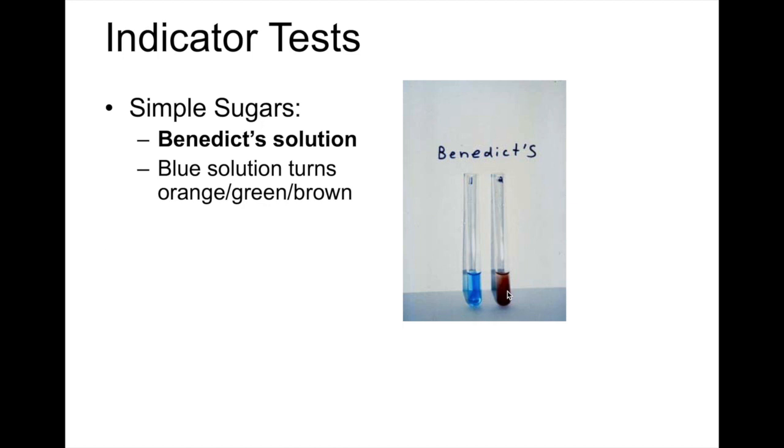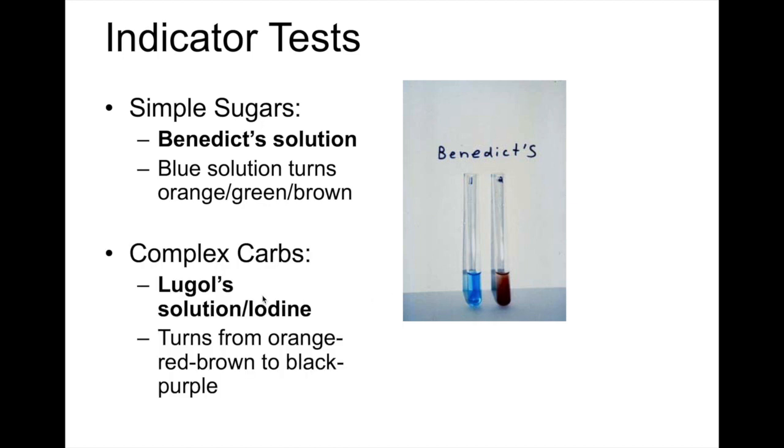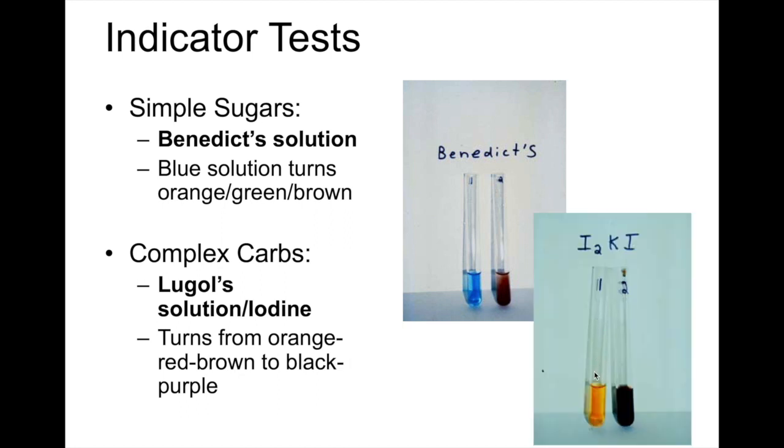We also have Lugol's solution, or iodine. That's the stuff, maybe if you have a cut, you end up putting iodine on it. It's a reddish-brown liquid. You put that into a starch or a carbohydrate solution, and it will turn blackish purple. And there's an example of the iodine turning black or purple in the presence of a carbohydrate.